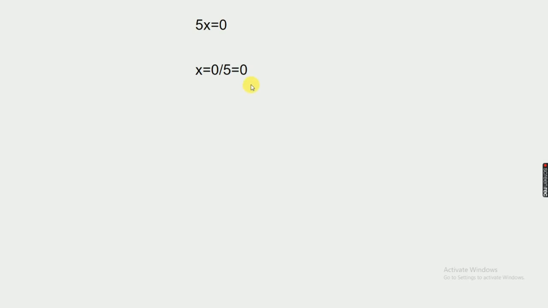Now, x is equal to 0 upon 5, which is equal to 0. So, we got the value of x, that is 0, which is the required answer. So, shall we move on to the next question? Yes, okay.